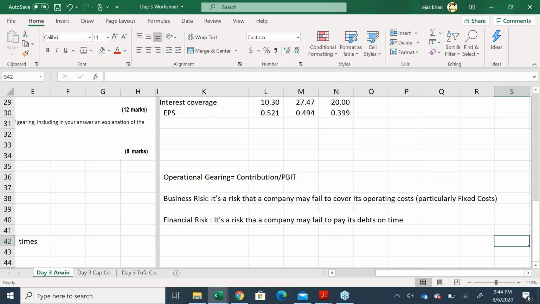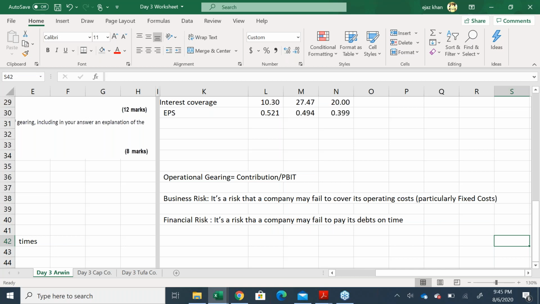Now, your question is whether higher is good or bad, or lower is good. Neither of the two in this case will be good, because a higher interest coverage ratio would mean that you have the potential to acquire more loans because you have profits to pay off your interest. So it indicates that you are relying less on debt financing, which is not good from a financial management perspective.